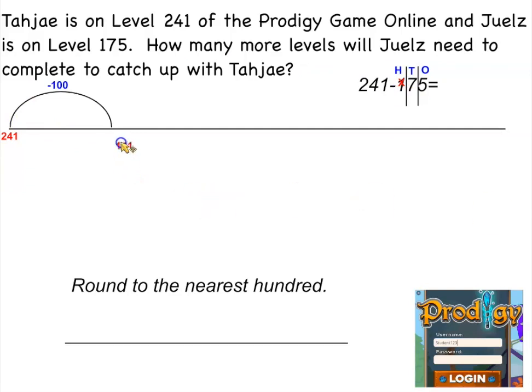So when I take away 100, I get 141. Now, I still have 75 over here that I need to take away from 141. I'm thinking, what's the easiest hop I could make that would take away and give me a fairly easy number to work with? And so I'm thinking probably if I just take the tens, because there's 4 tens of them, I'm going to take the 4 tens out of 141, and I'm going to subtract 40.